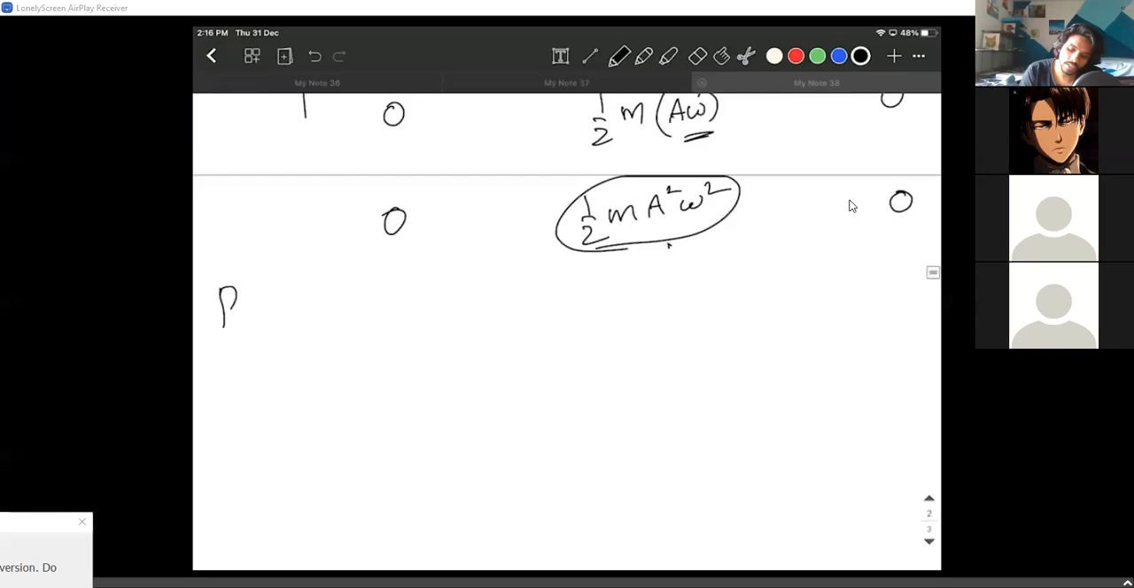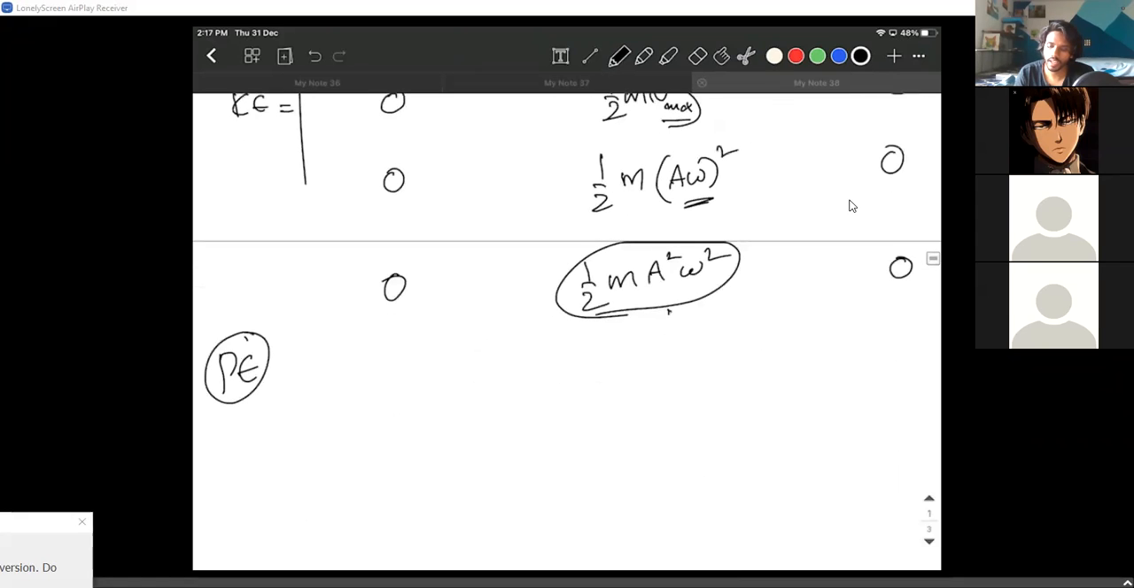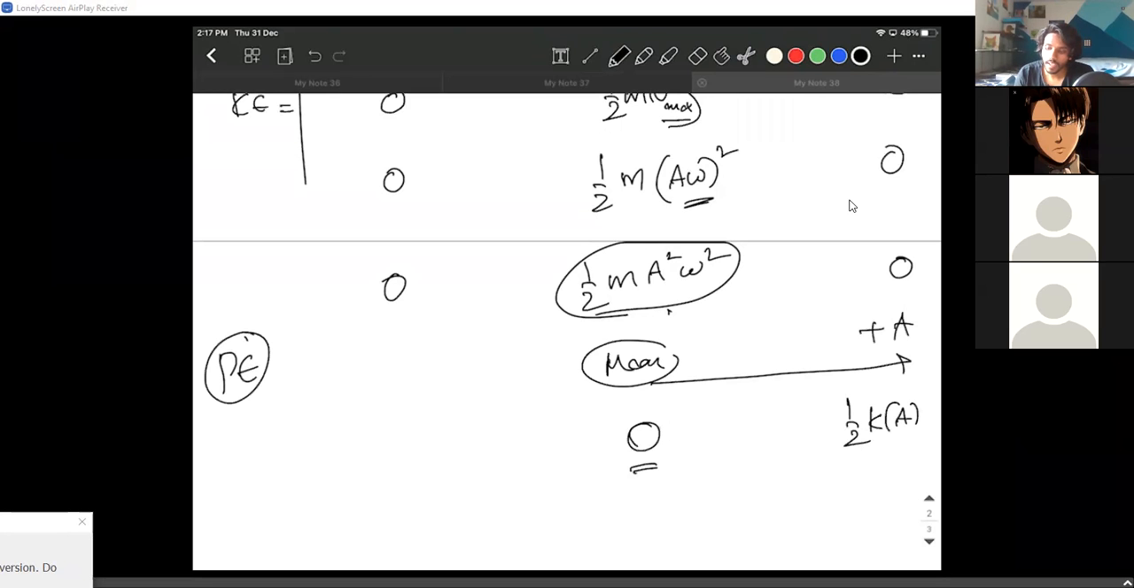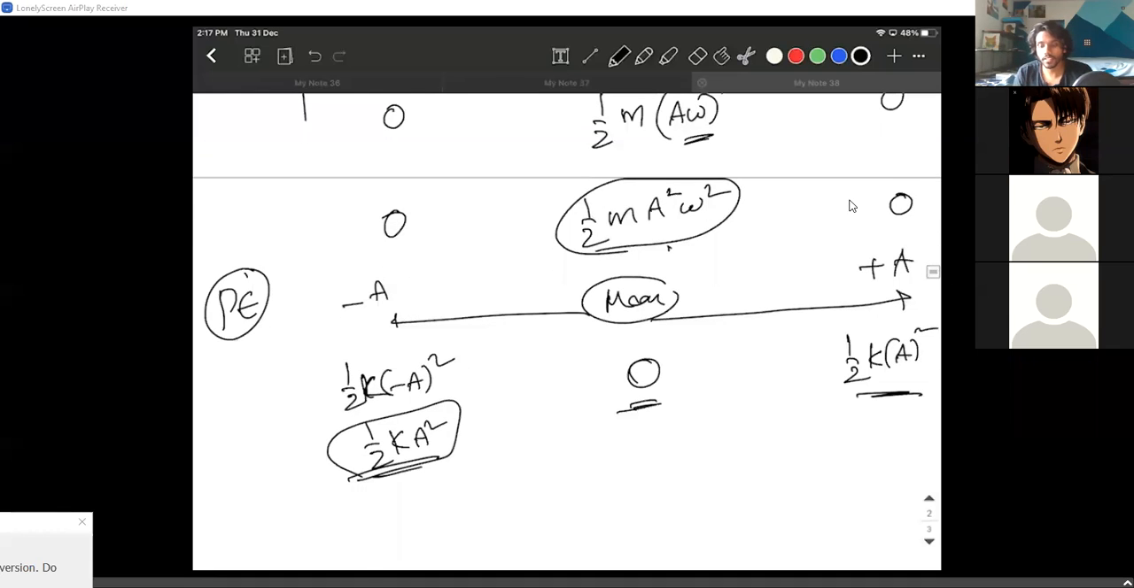Let us write the potential energies. At the mean position, the potential energy is 0. The spring is not compressed, the spring is not expanded, so the potential energy is 0. At the extreme position, the spring has expanded up to plus A, so the potential energy is nothing but half K A square. At the negative, it is half K minus A square, which is again half K A square. Okay, so this is half K A square, this is half K A square. At the mean position it is 0.